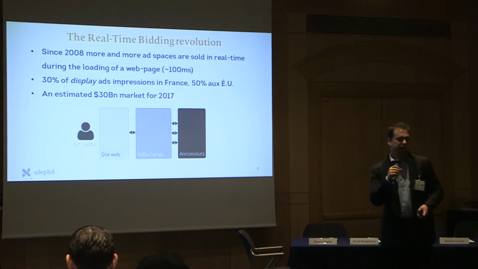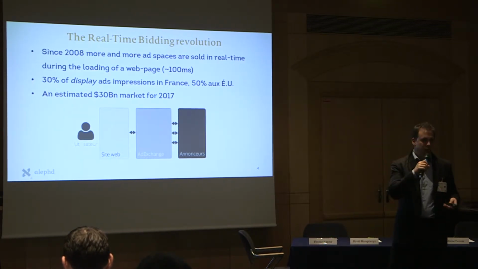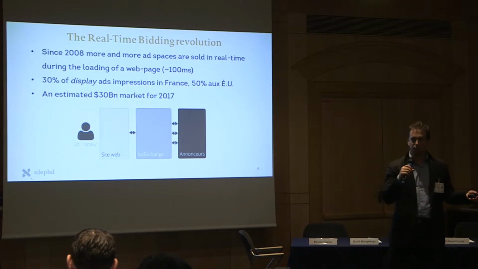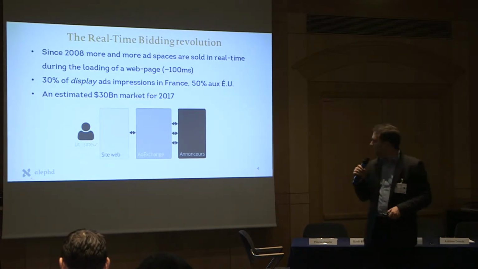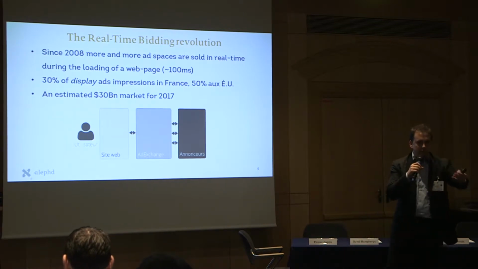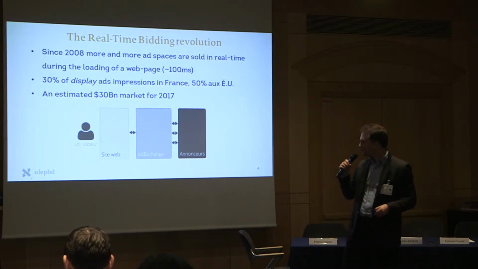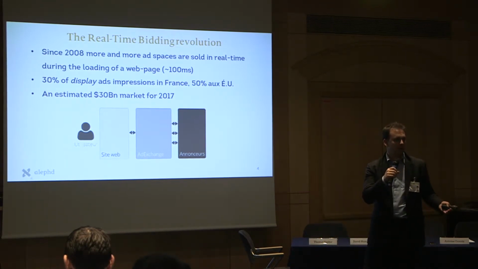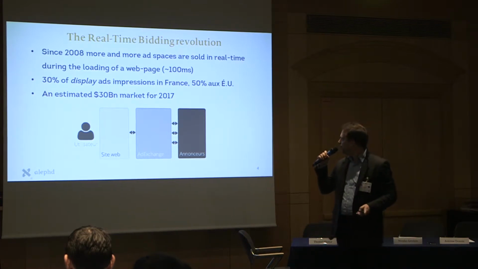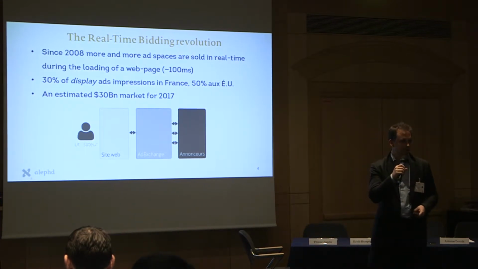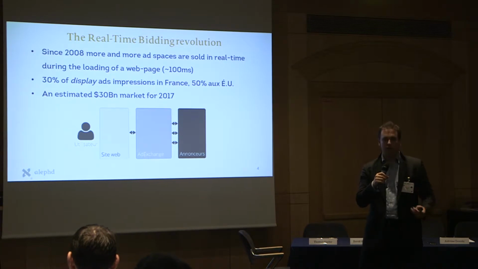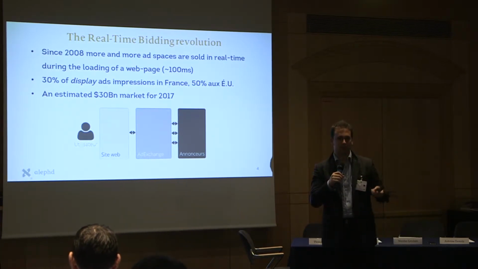Automating the process of selling ad spaces means that the seller, the website, will make their inventory available on an automated platform, and the advertiser will connect to this platform to buy those ad slots. The platform is called an ad exchange. An important point about this automated selling of ads is that everything happens during the loading of the web page.